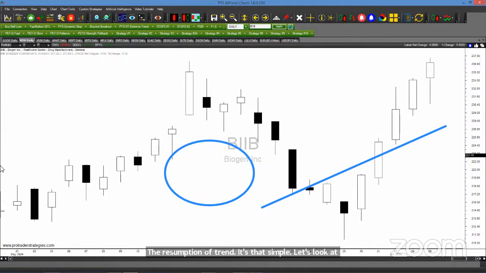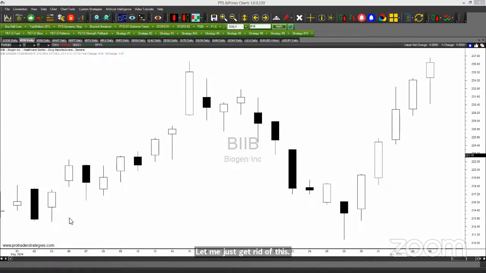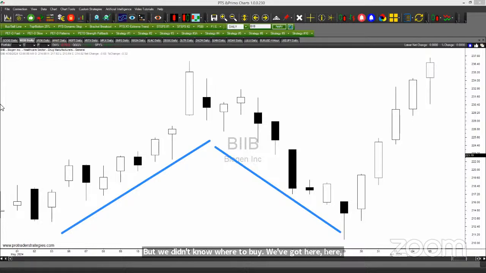Let's look at another example, BIIB. Okay, it's the same process. Once again, we see phase number 1 right here at the bottom, where we have the established uptrend, okay? And now we have phase 2. But we didn't know where to buy. Would we buy here, here, here? Well, it's as simple as saying, well, listen, we want to buy, obviously, in this area down here.